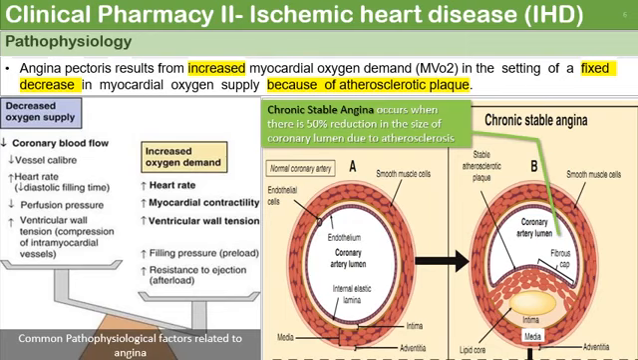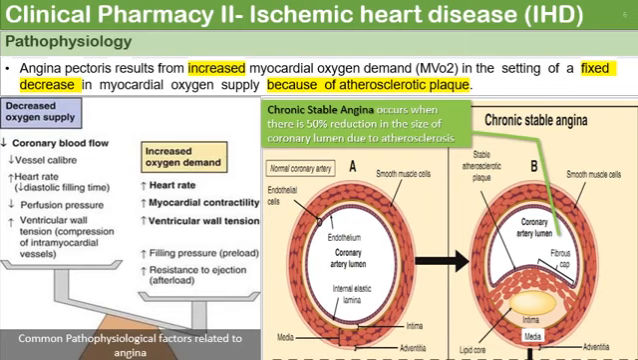The important factors related to decreased oxygen supply are: the reduction in coronary blood flow, the reduction in vessel calibre, an increase in heart rate, a decrease in diastolic filling time, a reduction in perfusion pressure, and an increase in ventricular wall tension.